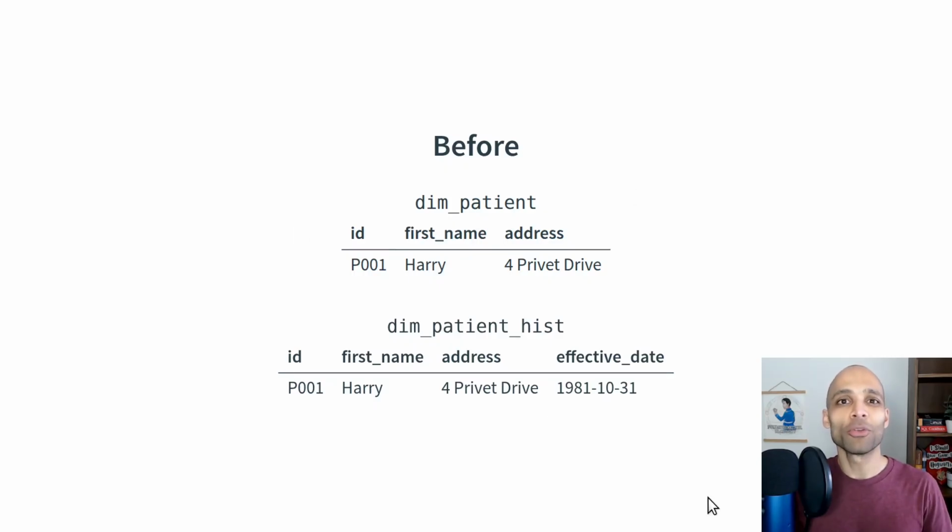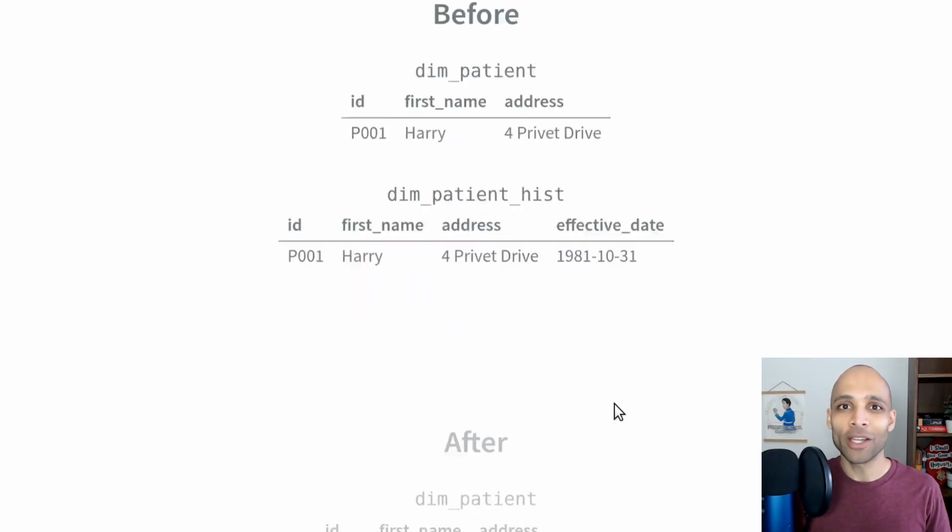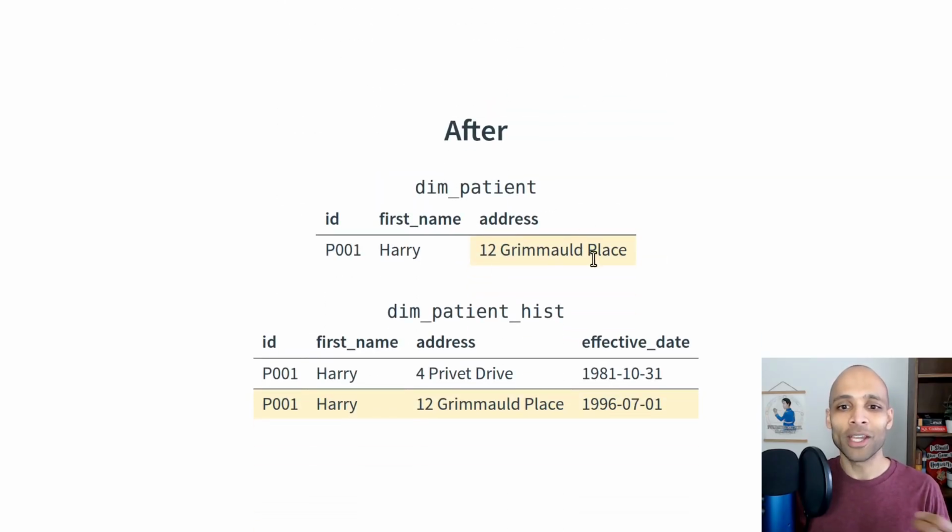When a change occurs in the real world, the record in the current table is updated and a new record is added to the historical table. When Harry inherits his house, we can see that his address is updated in dim patient, the current table, and a new record is added with that new effective date for 12 Grimmauld Place in the historical table.